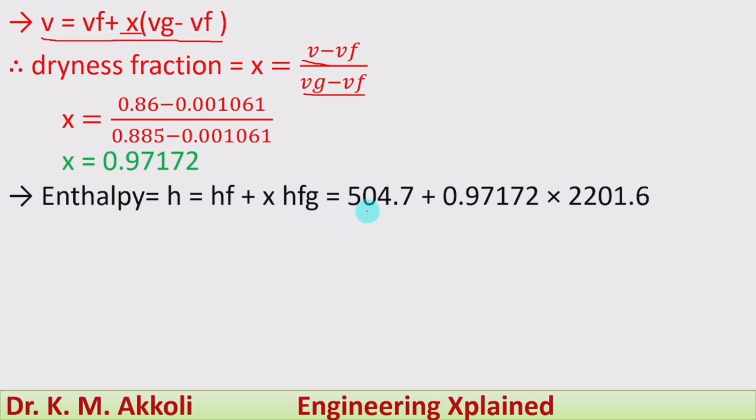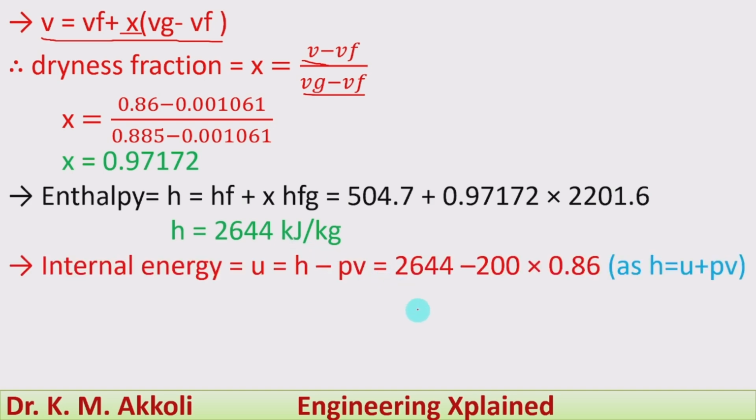Adding these values: 504.7 plus 0.97172 multiplied by hfg 2201.6. By calculating this, the enthalpy of the steam we got is 2644 kilojoule per kg. Then internal energy, denoted by u, is given by h minus pv, because we have taken this from the enthalpy definition. By definition, enthalpy is internal energy plus the product of pressure and specific volume.